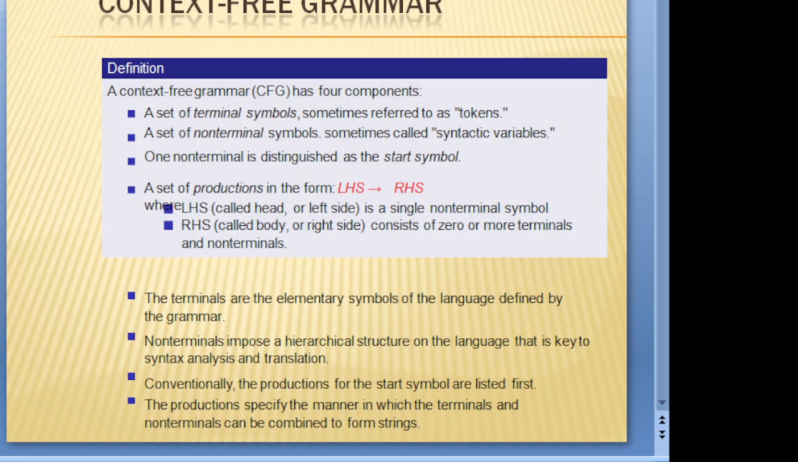Now let us discuss what a context-free grammar is. CFG is the short form of context-free grammar. A context-free grammar has four components: a set of terminal symbols, sometimes referred to as tokens; a set of non-terminal symbols, sometimes called syntactic variables; one non-terminal distinguished as the start symbol; and a set of productions in the form of LHS and RHS.